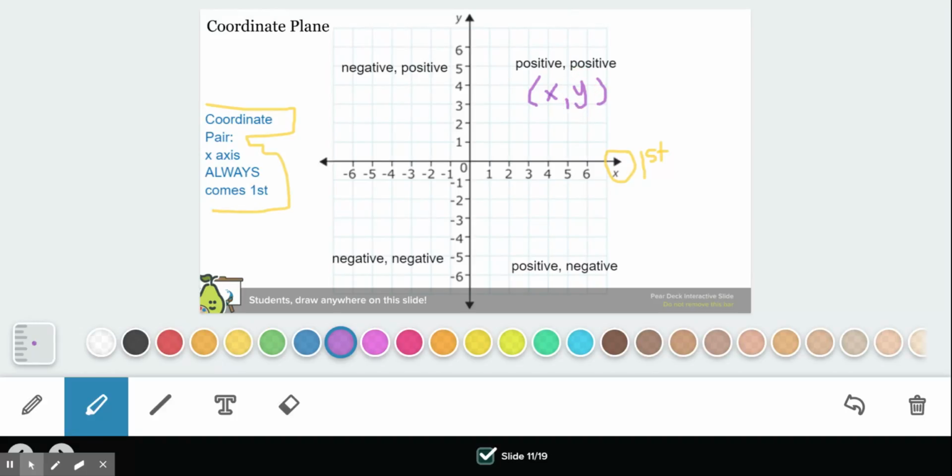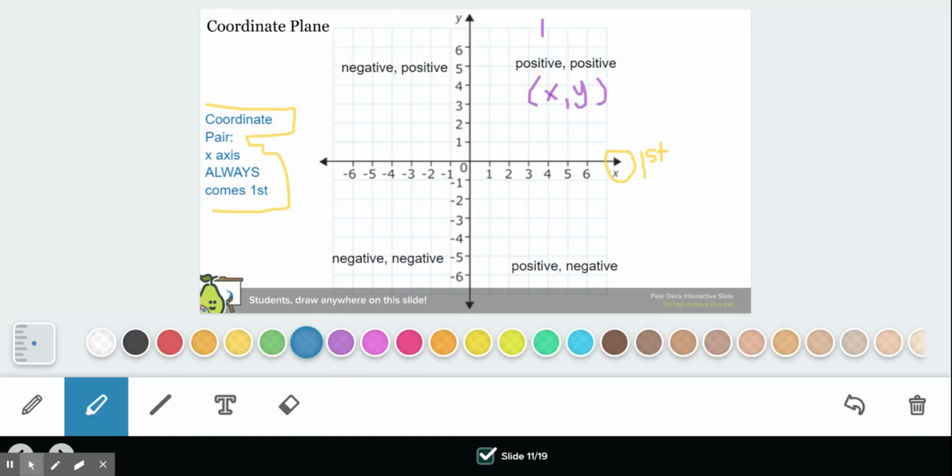And notice in this first quadrant, this is quadrant number 1, our coordinate pairs are going to be positive, positive, because all the numbers on the x-axis in quadrant 1 are positive. All the numbers on the y-axis in quadrant 1 are positive.